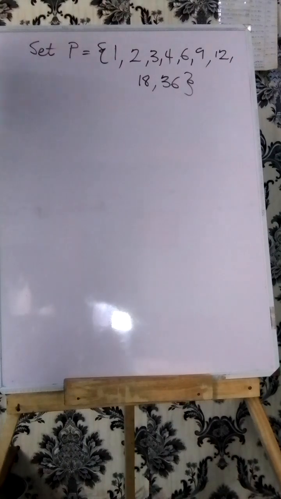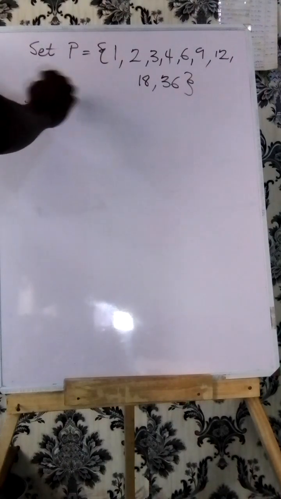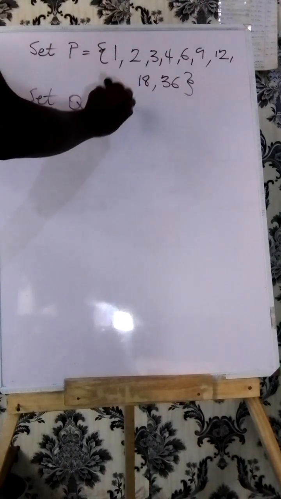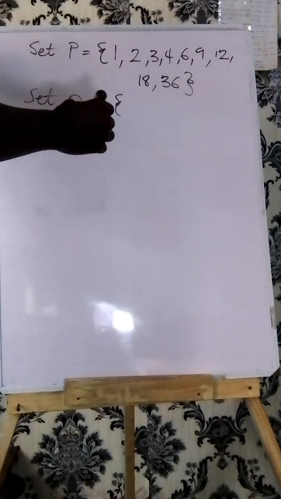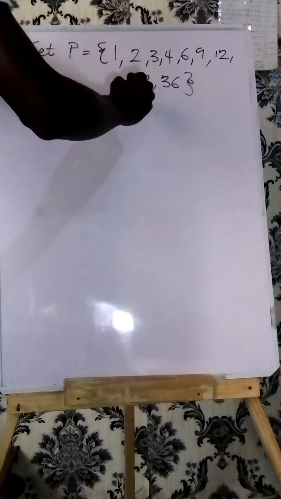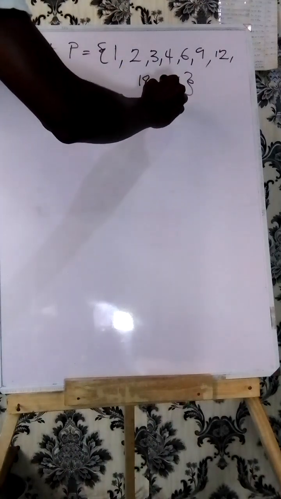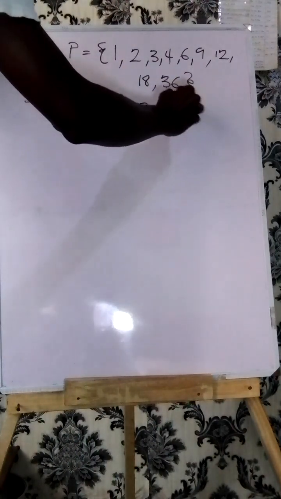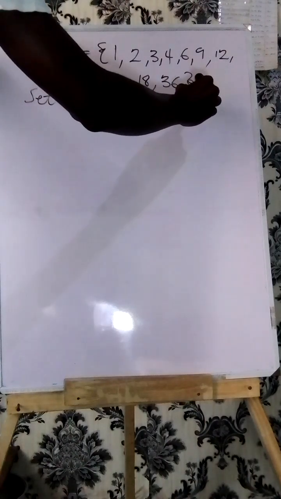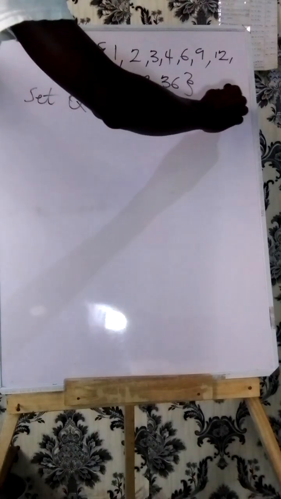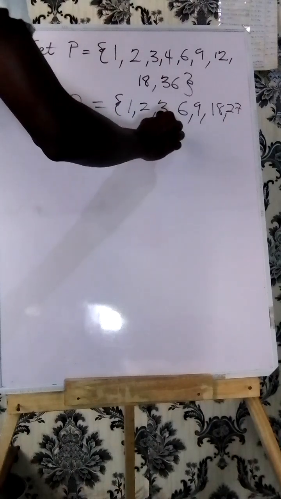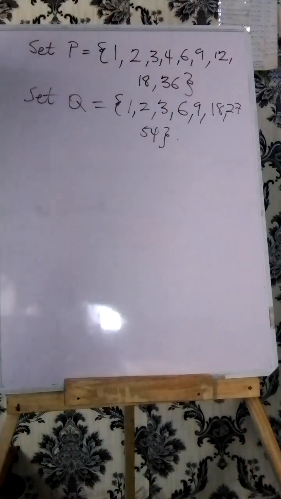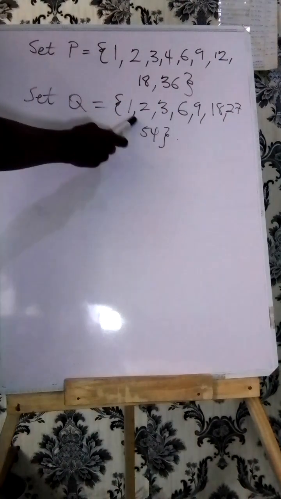And the factors of Q, so we have set Q, which is the factors of 54. So we have 1, 2, 3, 6, 9, 18, 27, and 54 itself. Okay, so 1 multiplied by 54, you should be able to get 54.